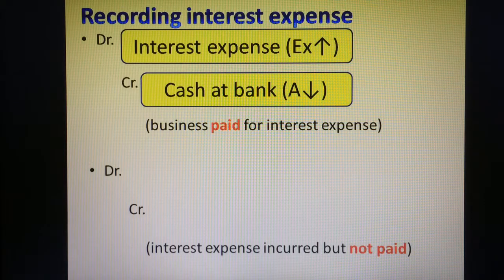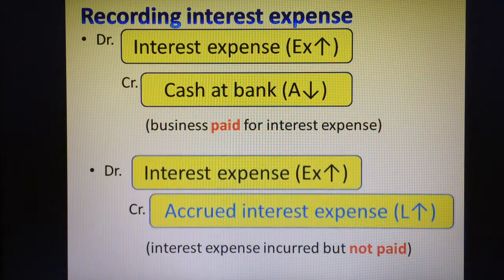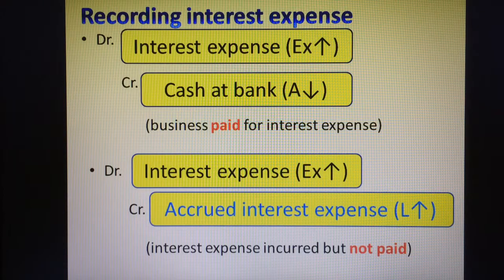However, if at the end of a financial year, the interest expense incurred is not paid, the journal entry is debit interest expense and credit accrued interest expense because liability increases. Note that the accrued interest expense is recorded as a current liability in the balance sheet.